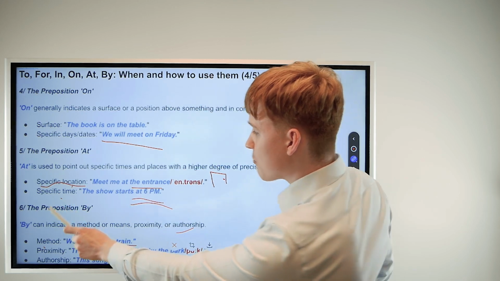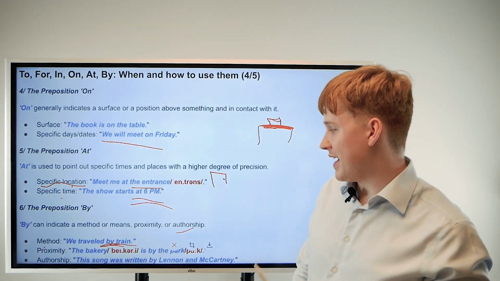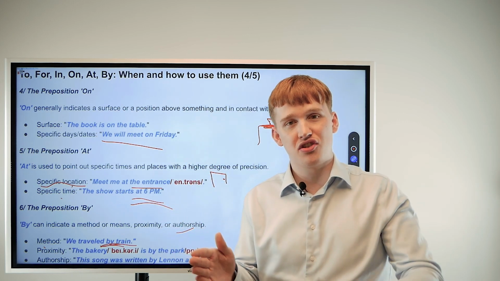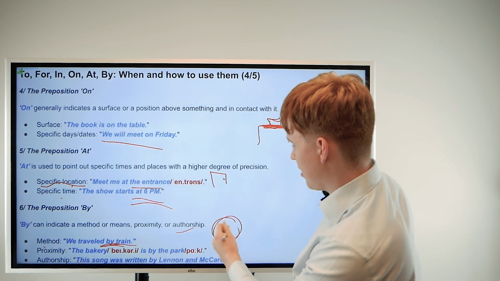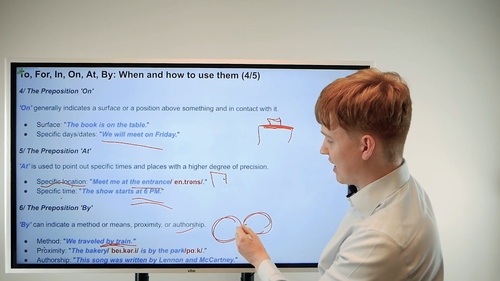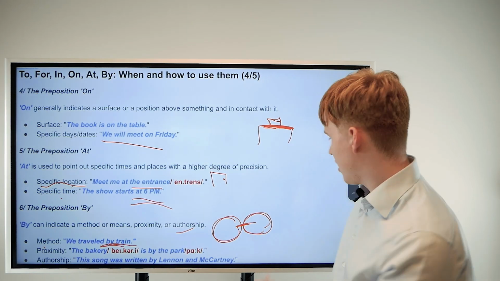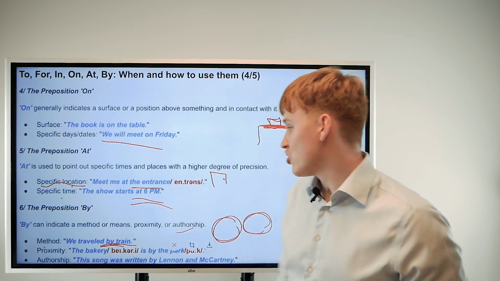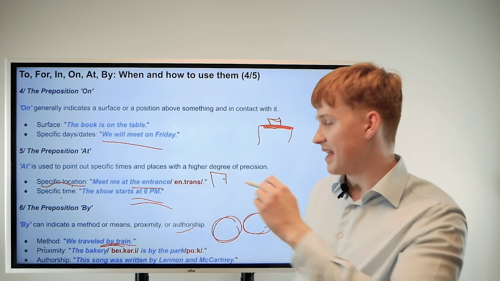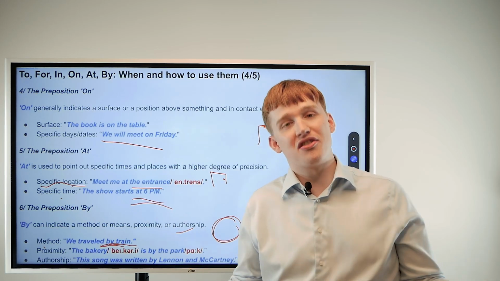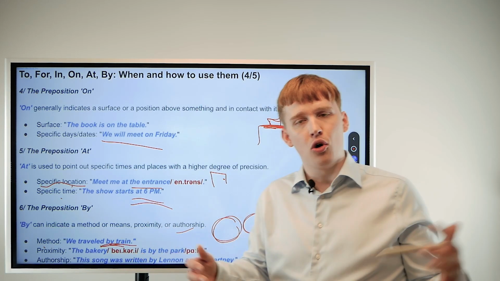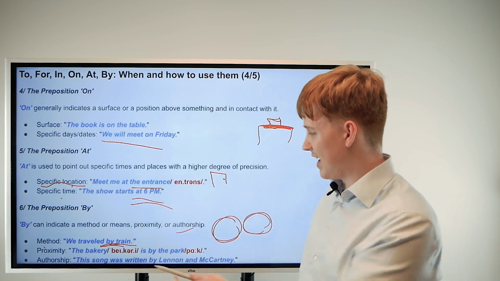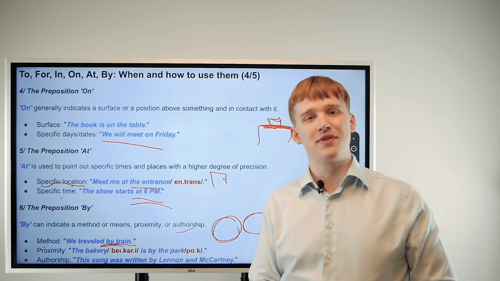Fabulous. Proximity. The bakery is by the park. So it's showing where they are in relation to each other. So here is the park and here is the bakery. They're by each other. They're right next to each other here. Lovely. Okay, next up we have authorship. So this song was written by Lennon and McCartney. So you might ask the question, who wrote that song? Or who wrote that book? And in this case, Lennon and McCartney wrote that.